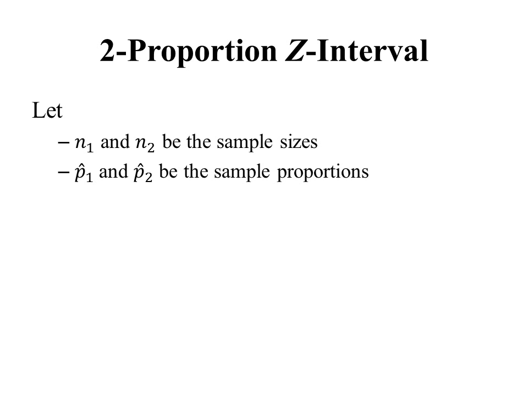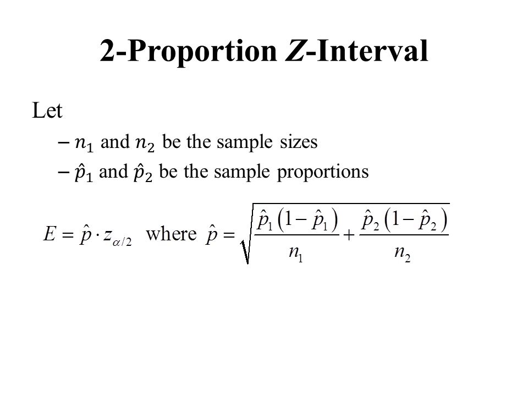And so first of all, let N1 and N2 be our two sample sizes that come from our two independent populations, and then p-hat 1 and p-hat 2 be the corresponding sample proportions. Our margin of error is given by this rather simple formula, z sub alpha over 2 times the standard error. Alpha is our significance level, which we'll typically take to be 0.05.